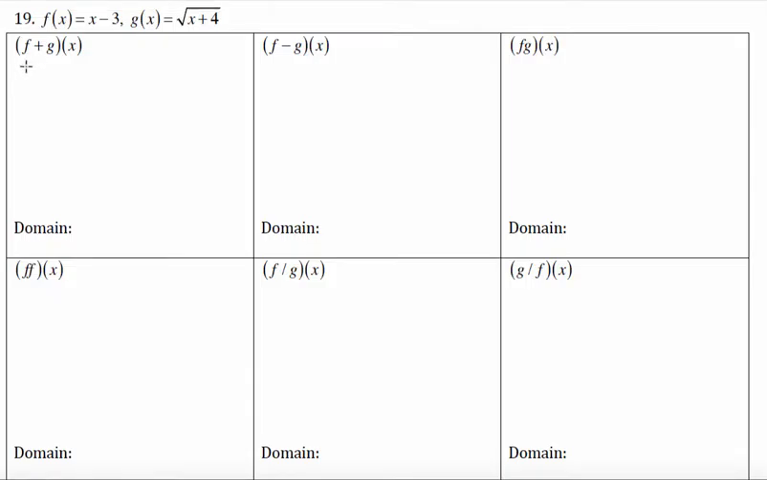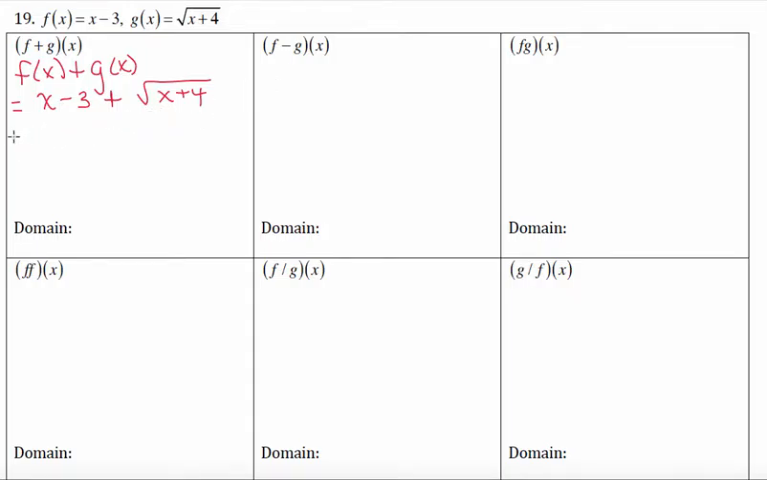plus g of x is equal to f of x plus g of x. And my f of x function is x minus 3. And I'm going to add that to my g of x function of the square root of x plus 4. And that's simplified as good as I can get it.